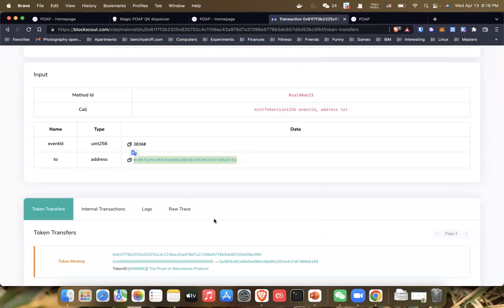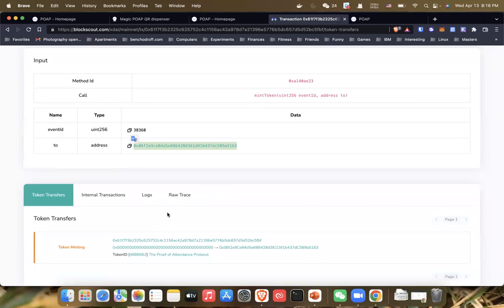What POAP is doing is minting this non-fungible token and then issuing it to my Ethereum address, forever issuing me a token that proves I attended this event. And that is one of the use cases of a blockchain: if you want to write down something that is recorded forever, can never be taken away by anybody else, and prove something, this is a very good, valid use case of a blockchain.